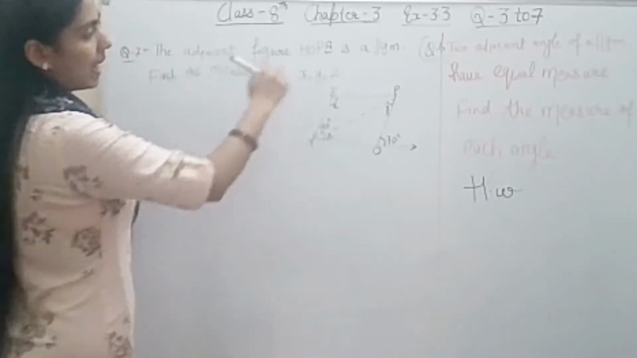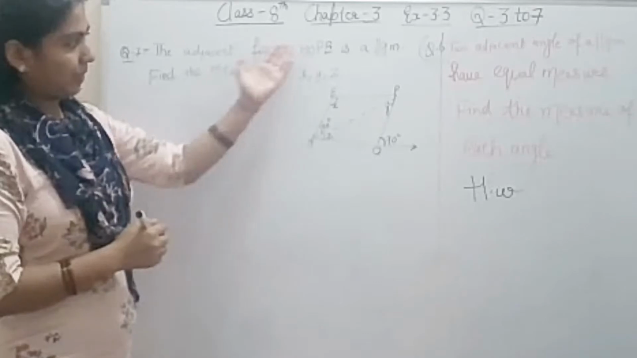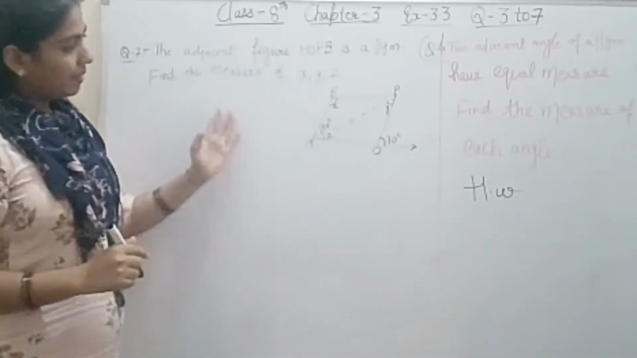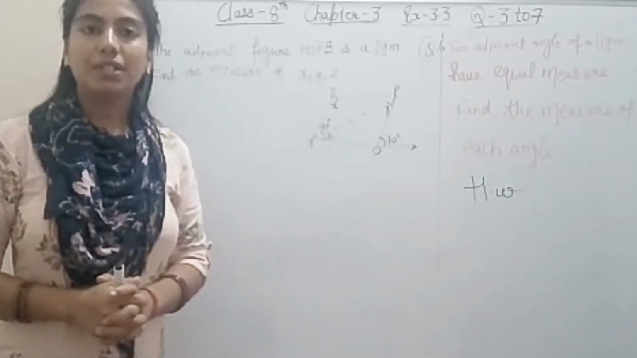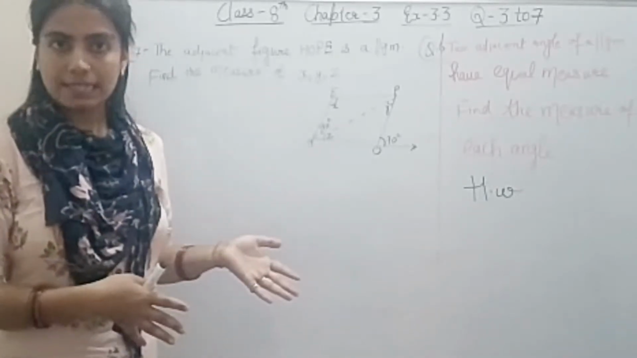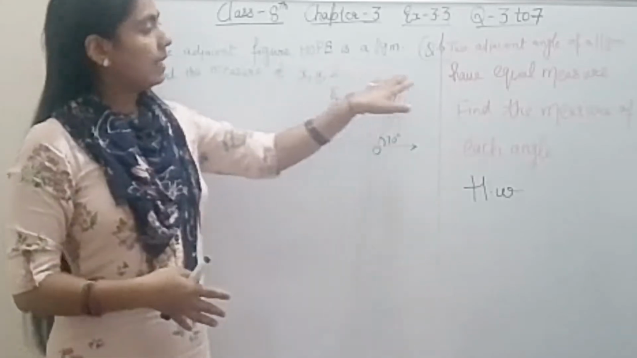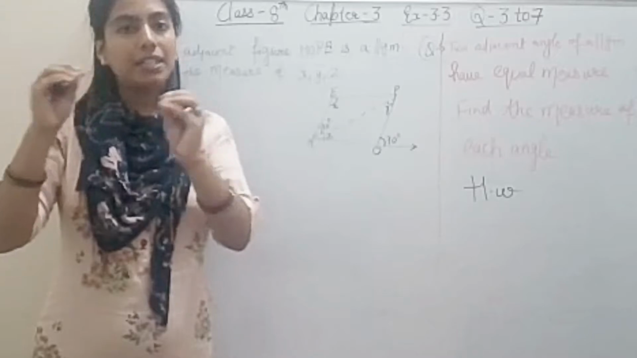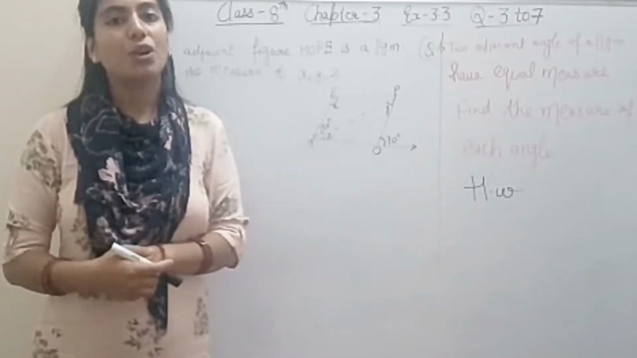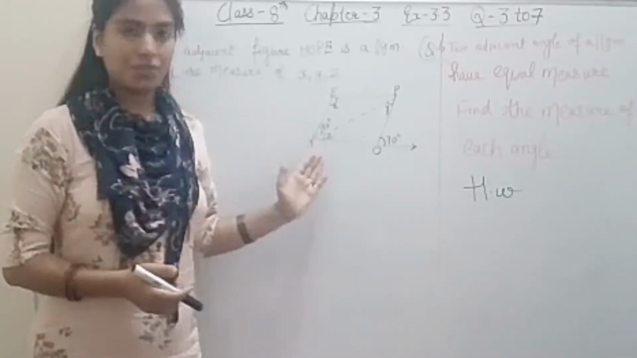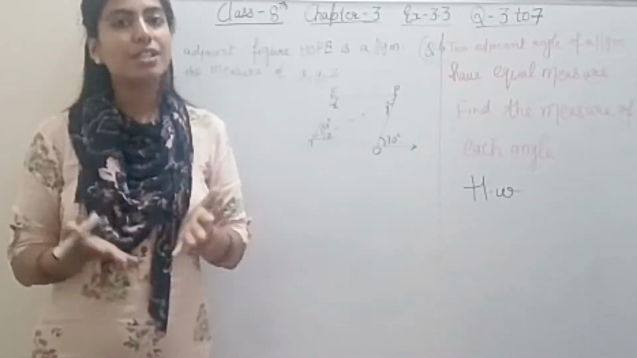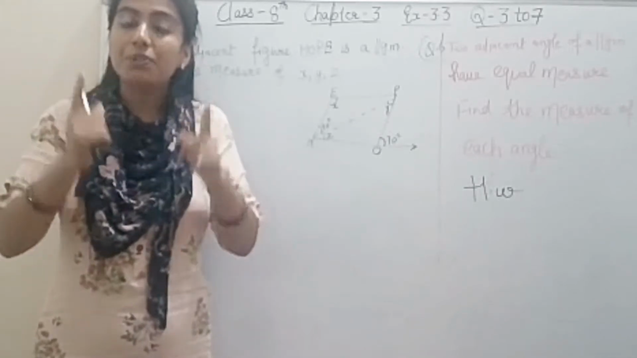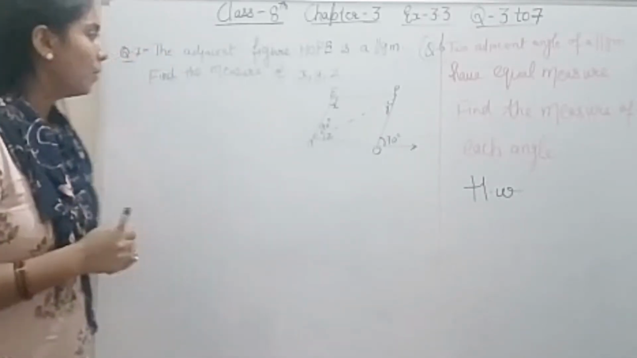The adjacent figure HOPE is a parallelogram, that is HOPE. Find the measure of XYZ. You have to find out the value of the unknown term, like we used to do in the previous exercise as well. And one more line is there, that is, write the properties which you are using in that question. That we used to write, I always say write the properties in brackets which you are using. Okay, so let's start the solution.